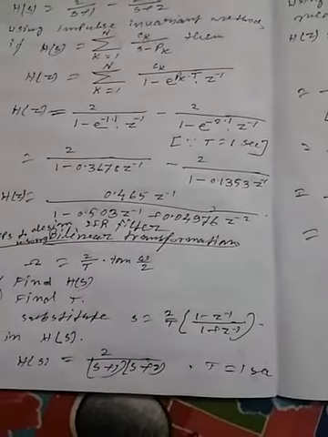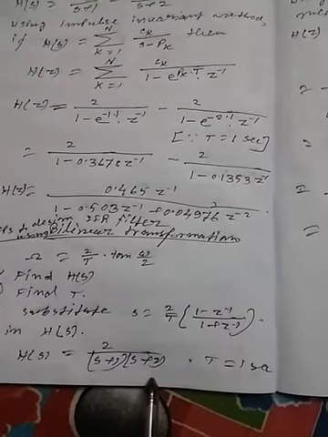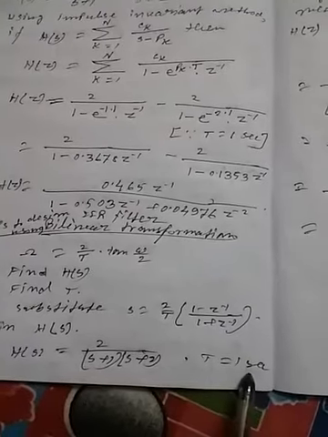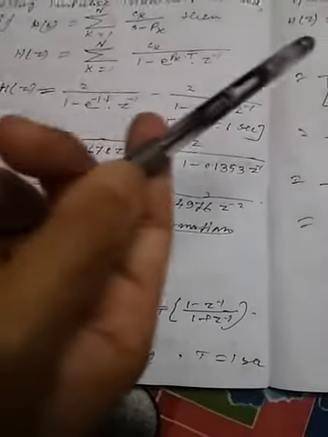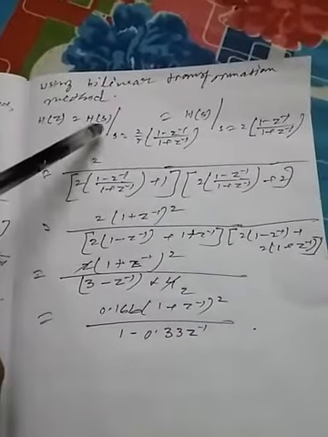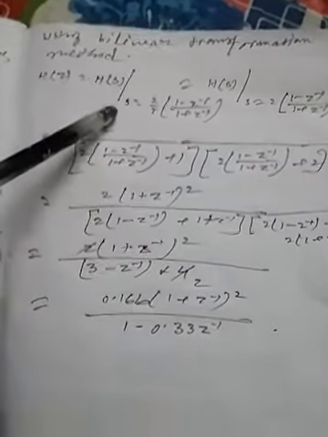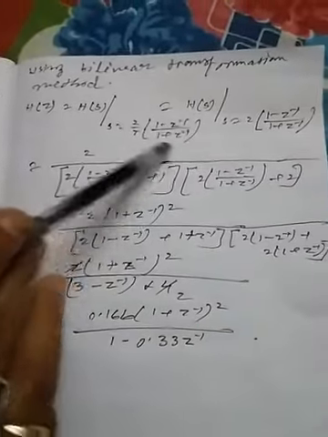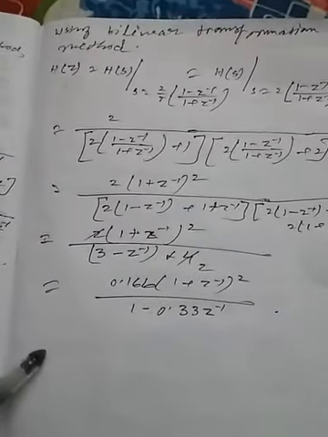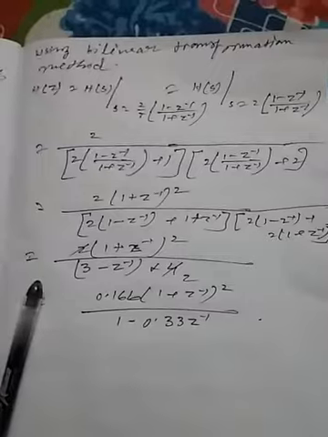We took an example where Hs equal to 2 by s plus 1 into s plus 2 and T is given as 1 second. By using this bilinear transformation method, we obtain Hz by simply substituting s equal to 2 by T into this. So this is the bilinear transformation method.